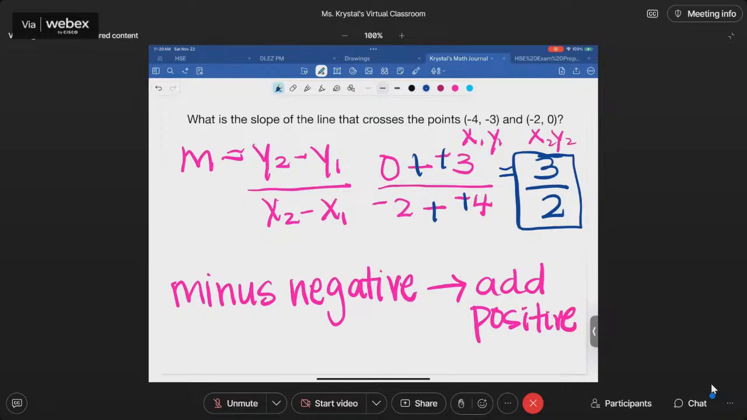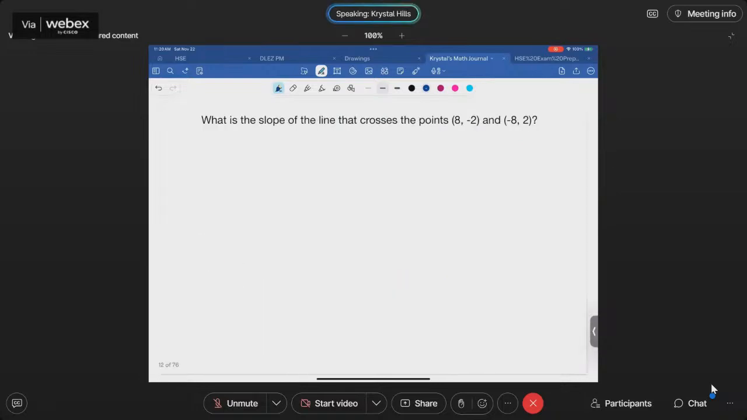All right, I want you guys to do this one on your own and tell me what the slope is. Once again, the formula for slope is m equals y2 minus y1 over x2 minus x1.